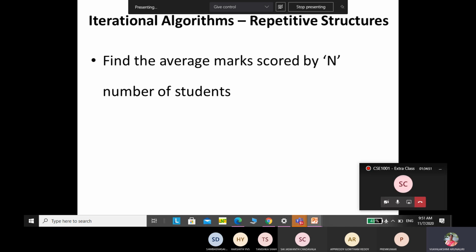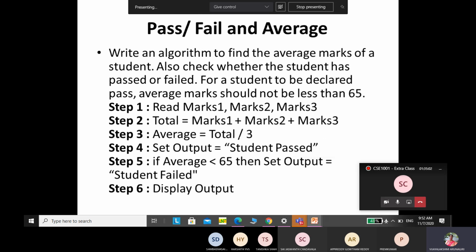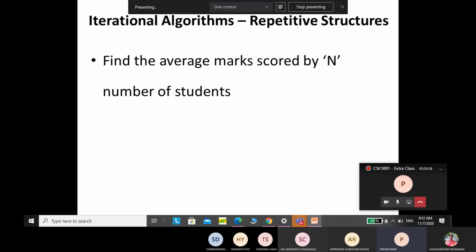Instead of taking the 3 marks, I want to take n marks, or in another way, 3 marks for n number of students. Actually, this algorithm I have calculated for one student. For a student, we are declaring whether pass or fail based on the average mark calculated. Are you clear? Yes, ma'am.